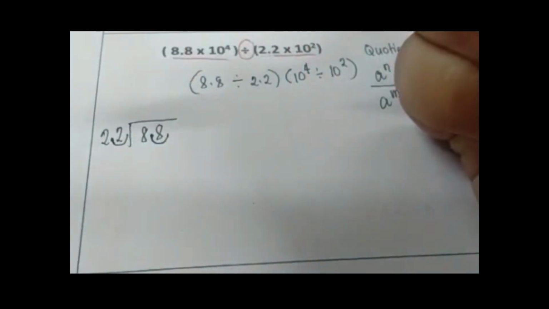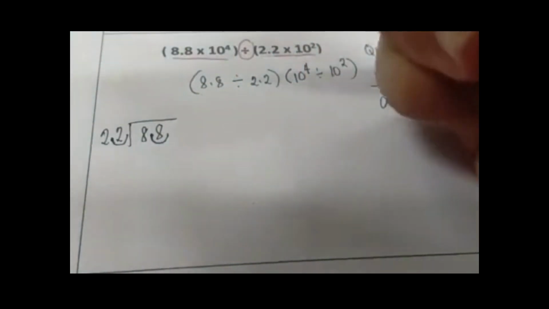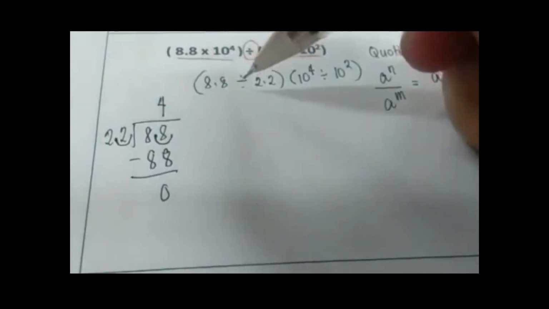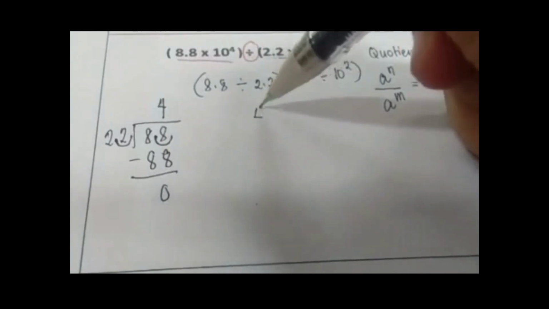Since there is a decimal number in the divisor, we will move the decimal point 1 place. Also in the dividend, we will move it 1 place. So that will become 88 divided by 22. What will be the answer for that? It's equal to 4. 4 times 2 equals 8, so that will give us 0. So the answer for this is equal to 4.